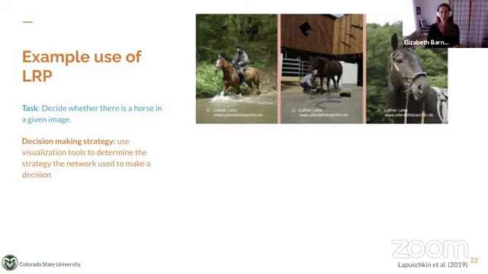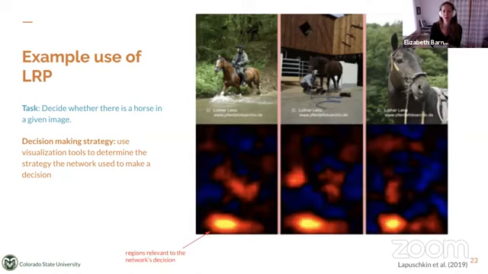But now we can use LRP to ask, how did the network figure out there was a horse? I know how I knew there was a horse, but how did the network figure this out? So what we can do is push each of these images through and propagate their relevance back to create a heat map. And here's the heat map output by LRP, where the red regions are the regions that were most relevant for the network's prediction that there was a horse.